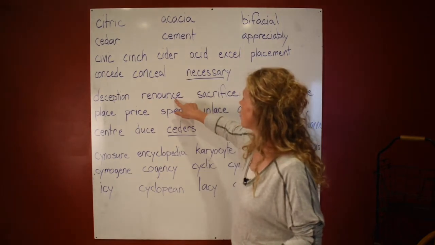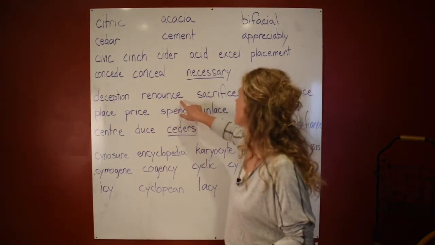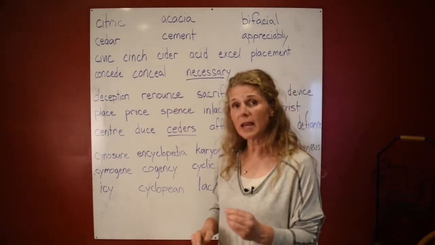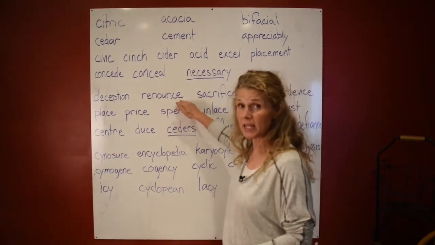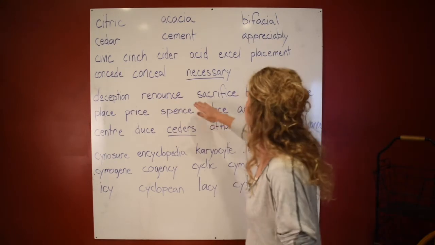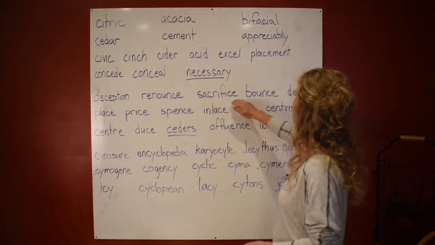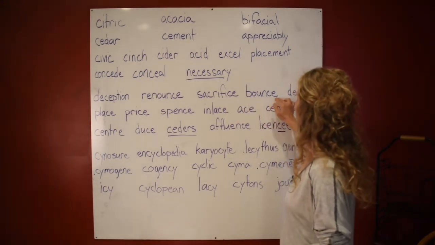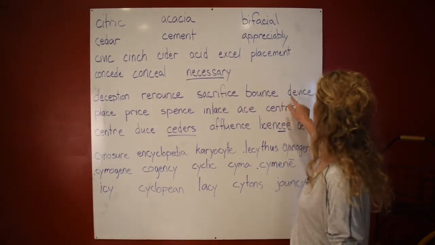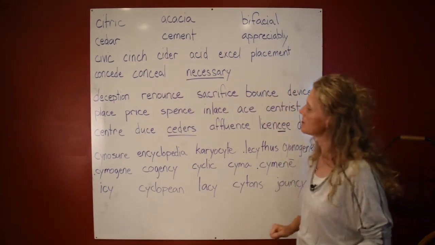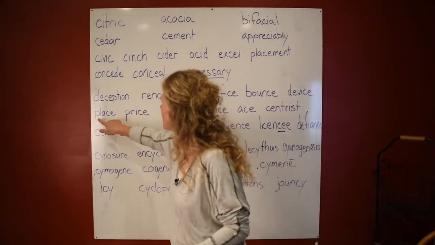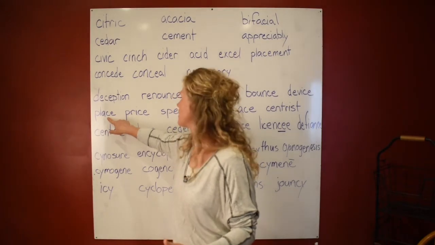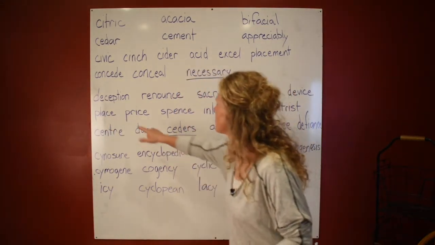Renounce. So CE at the end. Now look at this. Remember, if you want S at the end of a word, spell it CE almost always. Sacrifice. See all these words that end in CE? Okay, bounce. Device, CE. Place. So if you want S at the end of a word, spell it with a CE.